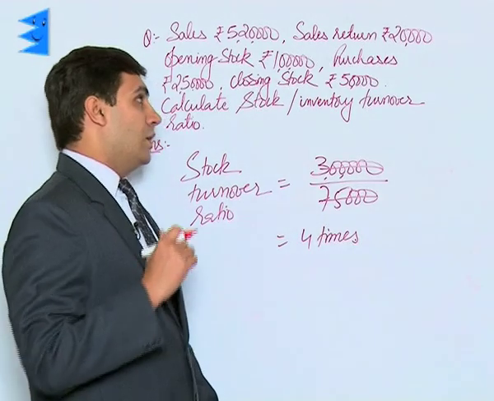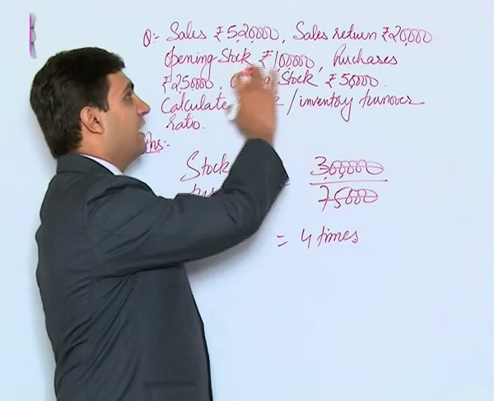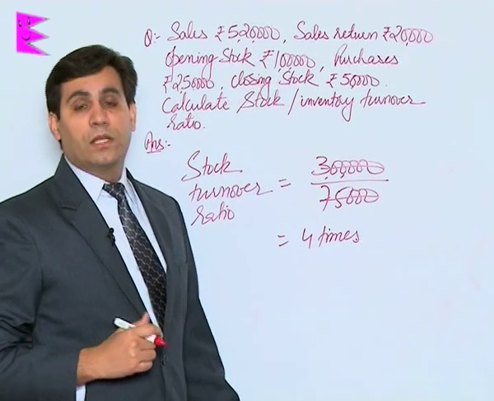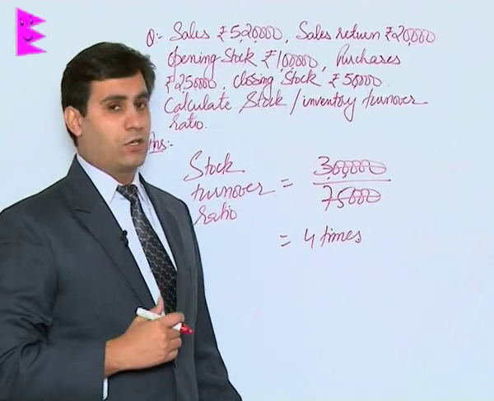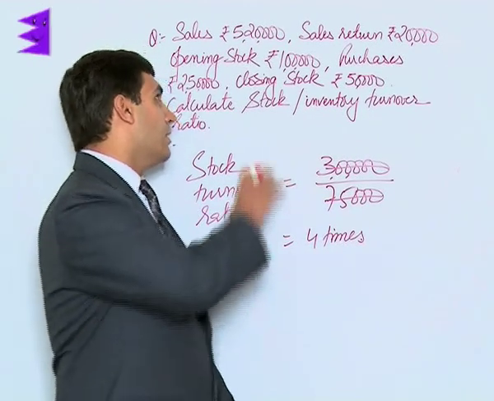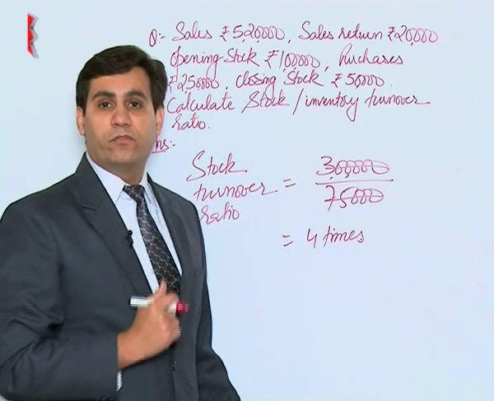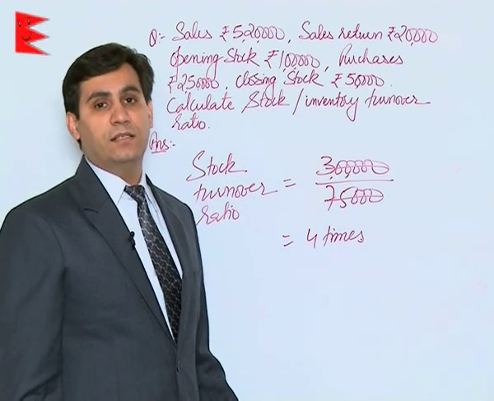Now students, you must actually remember that in this question sales and sales return were also given, but they were redundant values. They are not required in solving this particular question as the direct information was also given. So we have used that direct information and ignored sales and sales return.